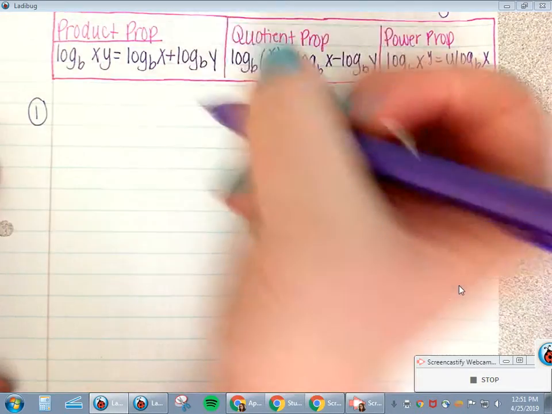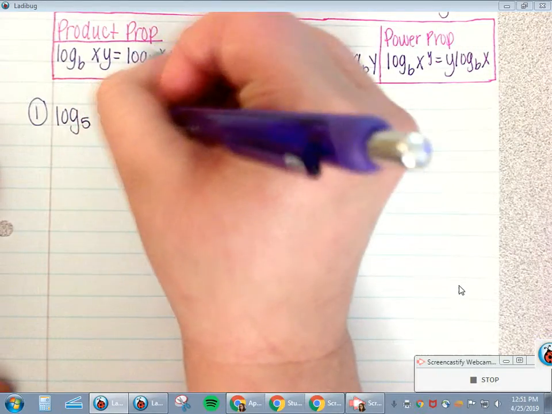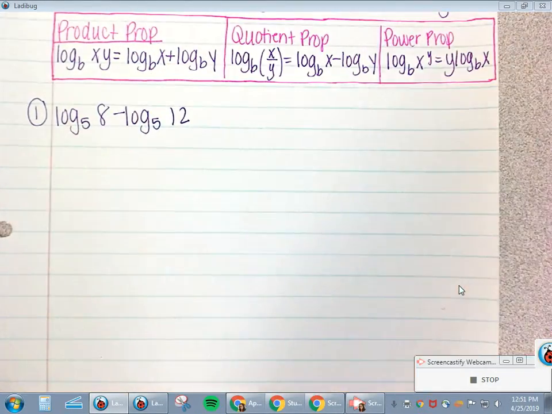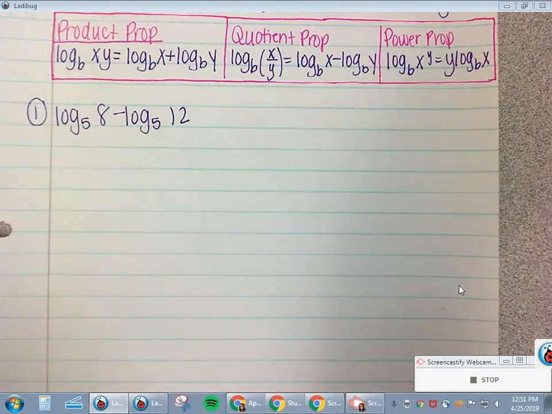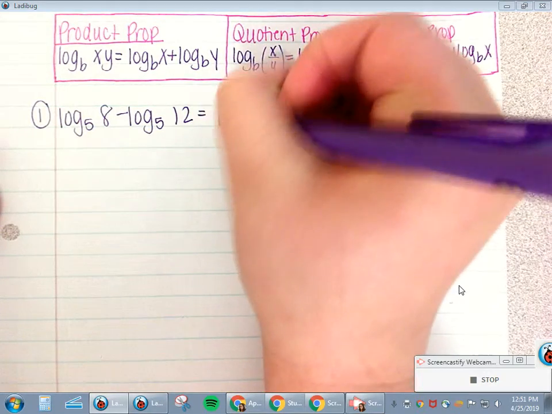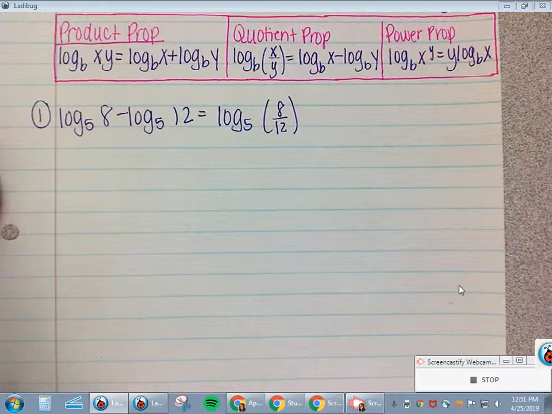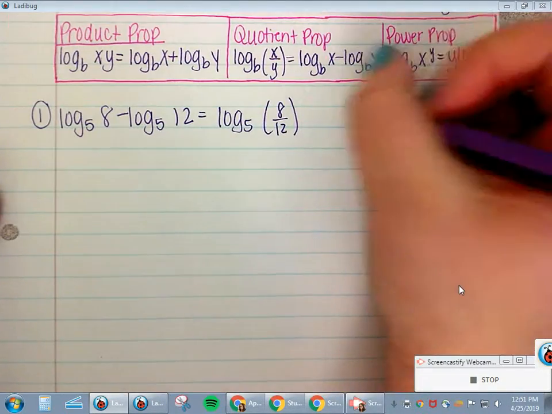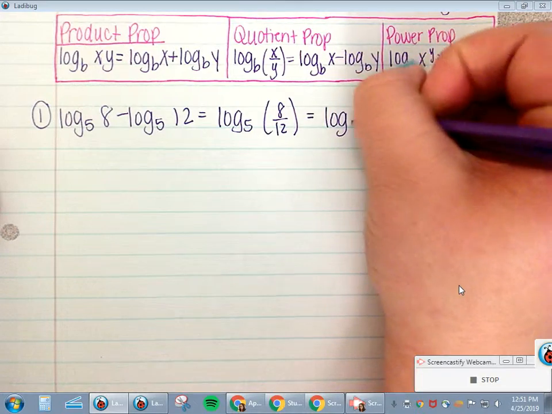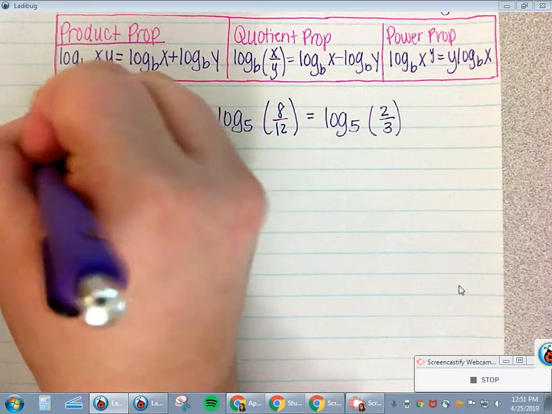So number one, we are given log base 5 of 8 minus log base 5 of 12. Because there's subtraction, this is going to be the quotient property here. So we can rewrite this as log base 5 of 8 over 12. And then let's simplify what's inside the parentheses. 8/12 has a common factor, and we can make this 2/3. So log base 5 of 2/3. All right, that one was pretty nice.